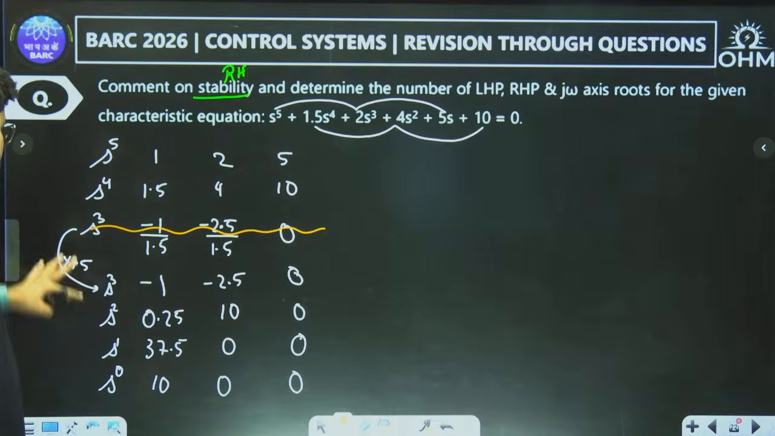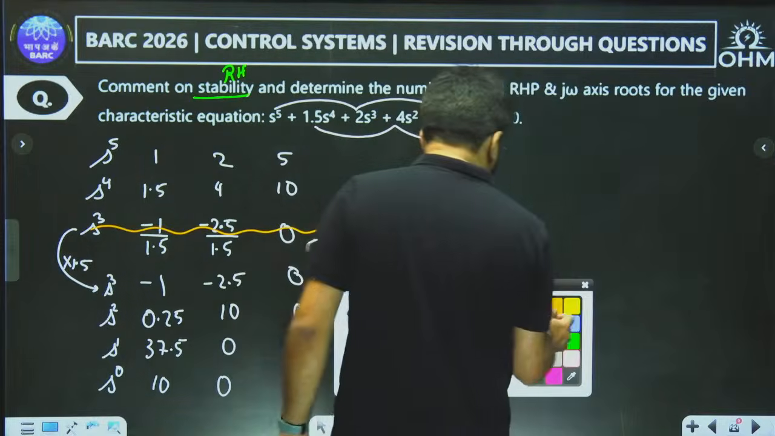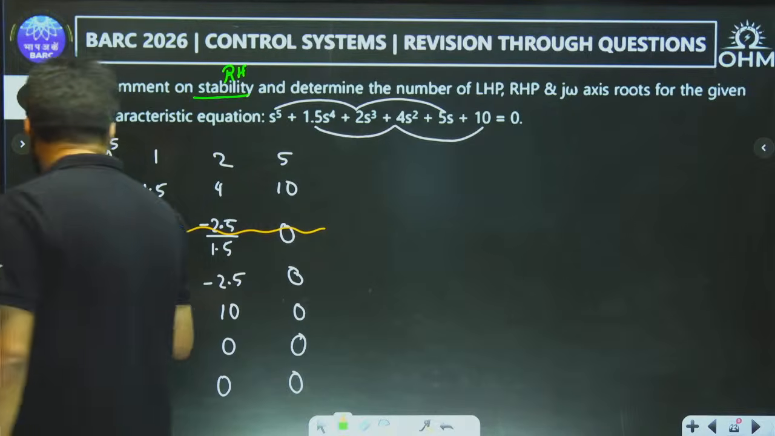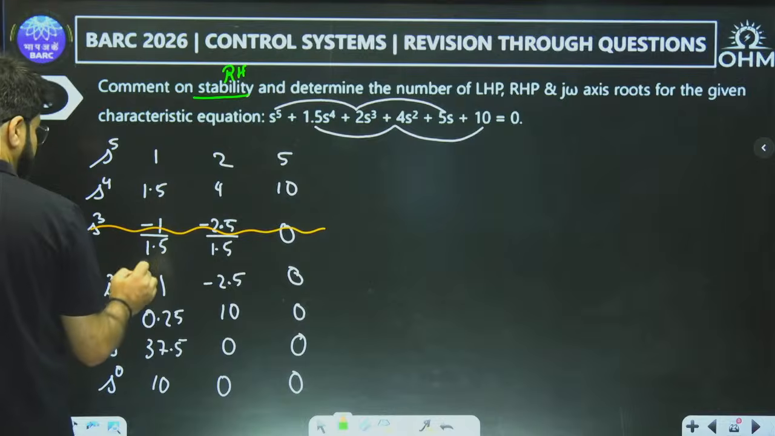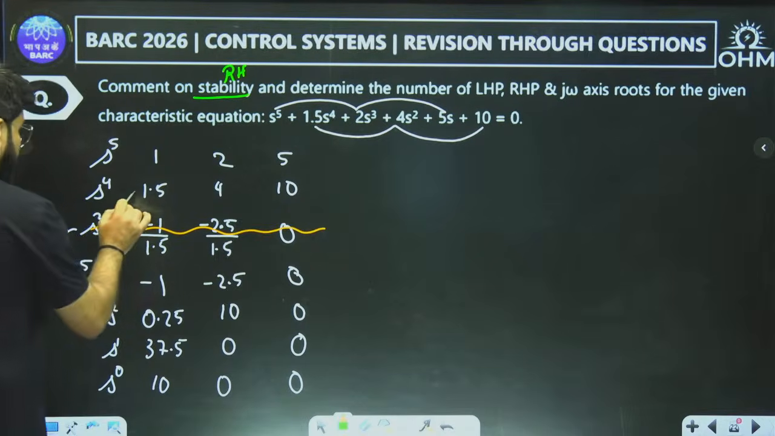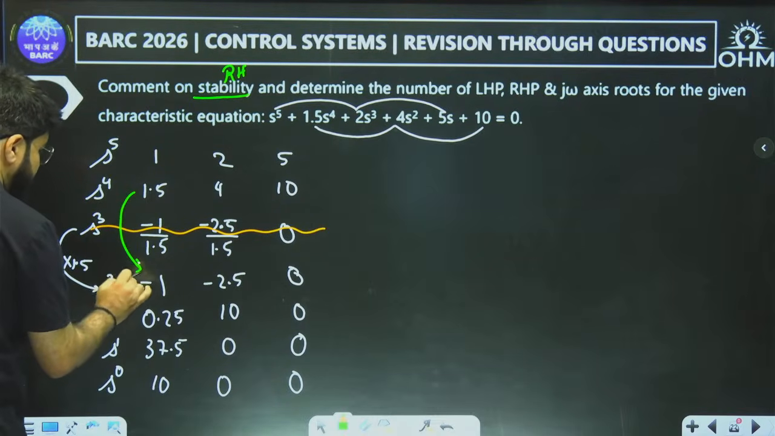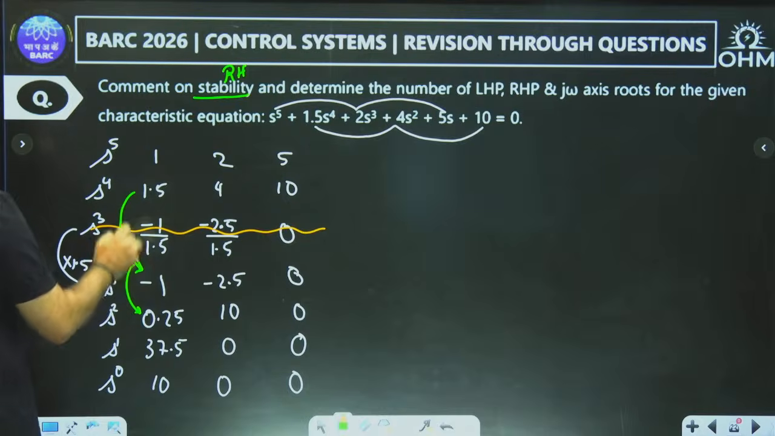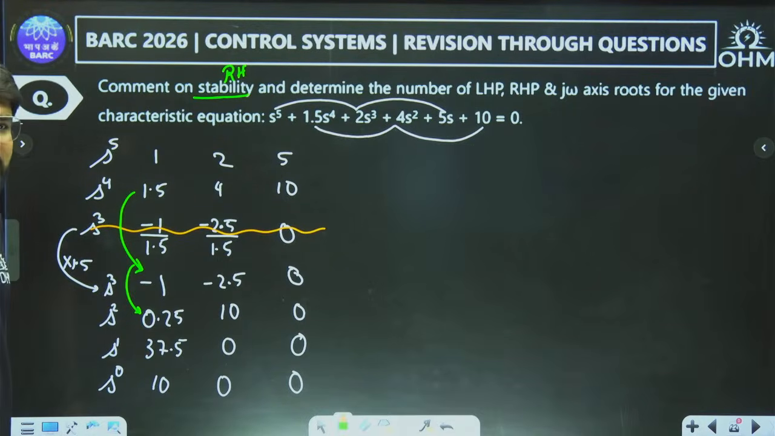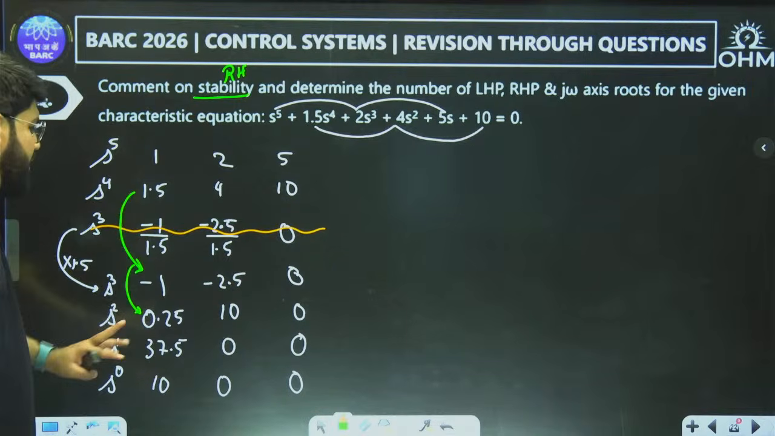Okay, this is the Routh table. Now if you see the first column, how many sign changes are seen? Positive, positive, then minus 1: positive to negative, then immediately negative to positive. Positive to negative, negative to positive.